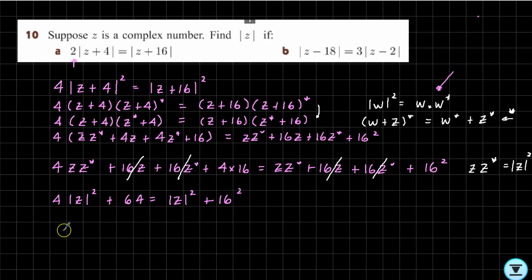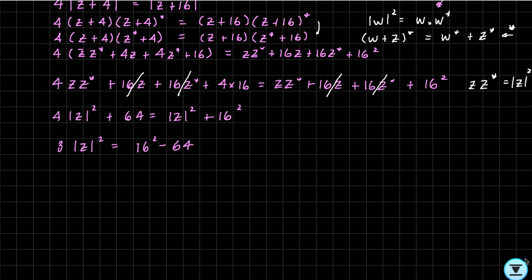Okay, now you can gather your like terms. So 4 modulus of z squared minus modulus of z squared is 3 modulus of z squared. And that's going to equal 16 squared minus 64. Okay, we're going to get rid of this times 3. So we will divide by 3.